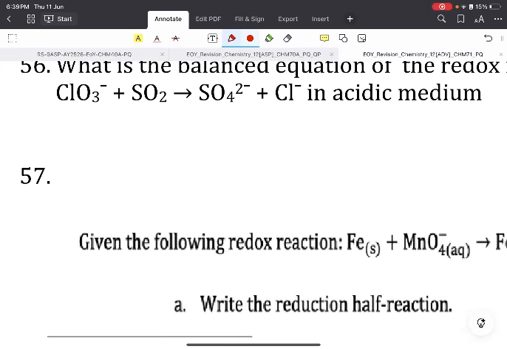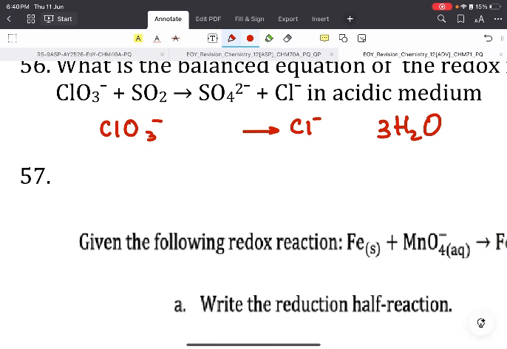So let's first begin with this one. I'm gonna split it into 2. ClO3 minus giving me Cl minus. First, I'm gonna start with 1 Cl, 1 Cl, balanced. Next, 3 oxygen. As I said, I balance oxygen by adding H2O as much as needed. So I'm gonna need 3 H2O.